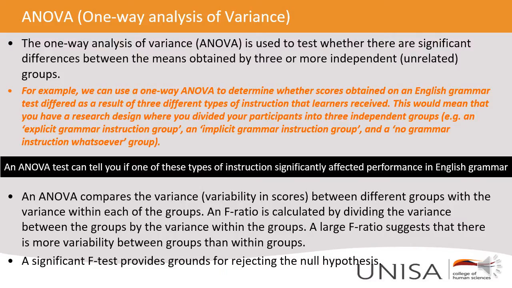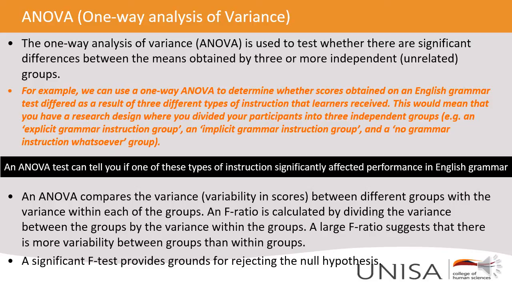The next parametric test that we will consider is the ANOVA, or the one-way analysis of variance. This test is used when you want to determine whether there are significant differences between the sample means obtained by 3 or more groups. For example, we can use a one-way ANOVA to determine whether scores obtained on an English grammar test differed as a result of 3 different types of instruction that learners received.